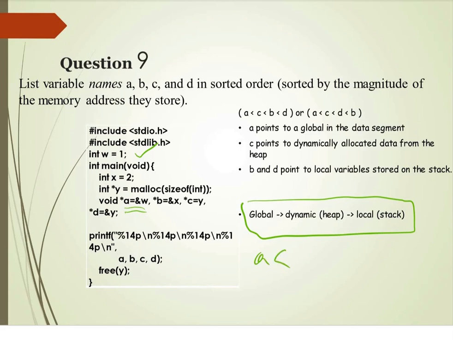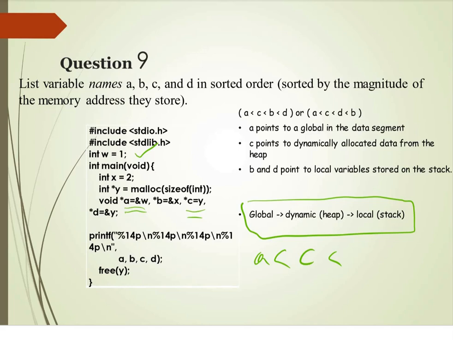Then we will have to look for the dynamically allocated data. In this case, we have y, which is a malloc. It means that there is dynamic allocation of the memory. So c is pointing to that y. So then we have c. And the last ones, which are b and d, are pointing to the local variables. If you see, there are local variables, so they will be stored in a stack, but there is no difference between them.